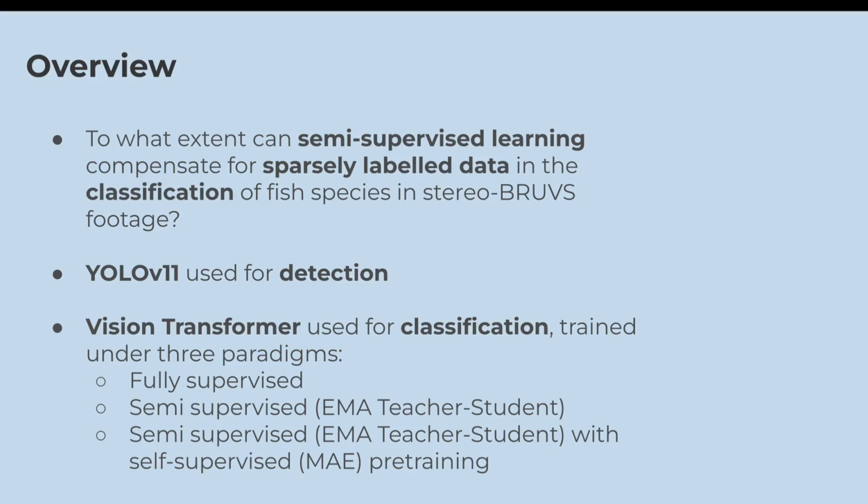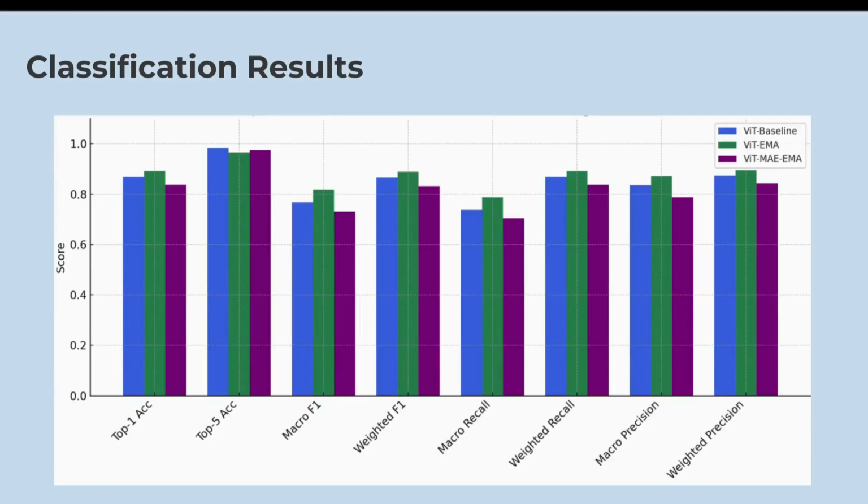with self-supervised pre-training. The results showed that the semi-supervised vision transformer performed best overall, excelling on both the common and the rare classes. Interestingly, self-supervised pre-training hindered the performance. While it improved general feature representations, it failed to capture the fine-grained features needed for species-level classification.